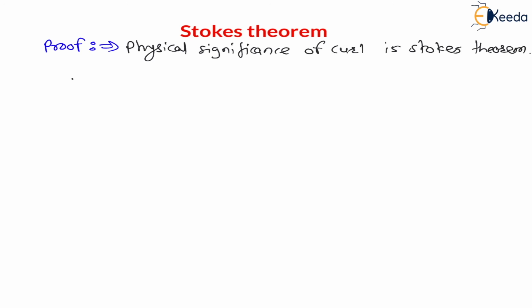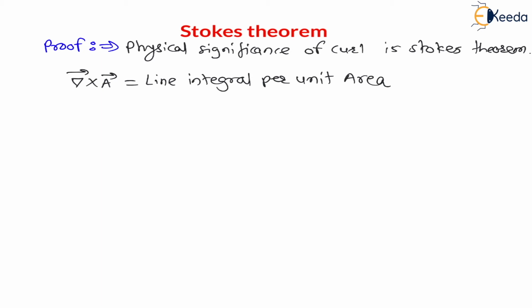Already we have defined that del cross A is the curl, and curl is nothing but line integral per unit area. This we have already defined in previous lectures. That is, the line integral over a closed path, A dot dl, divided by area. This is called curl.